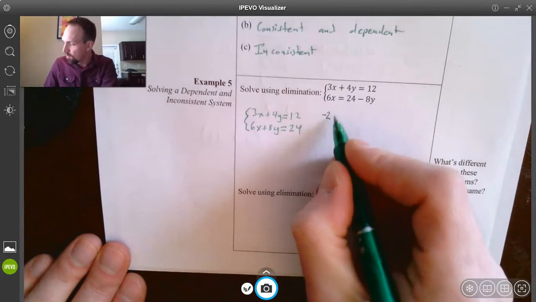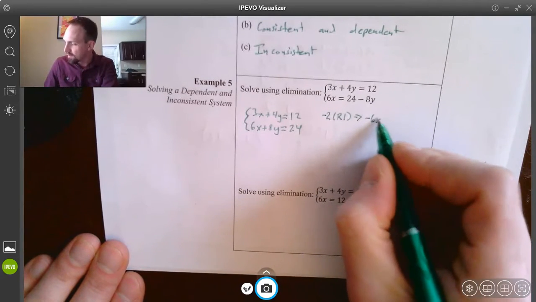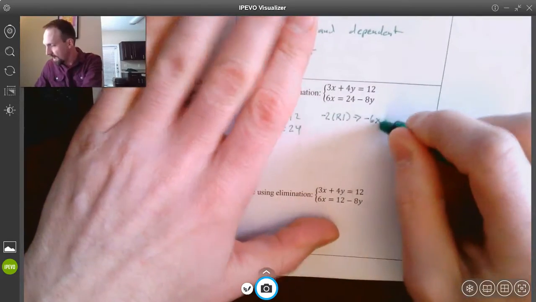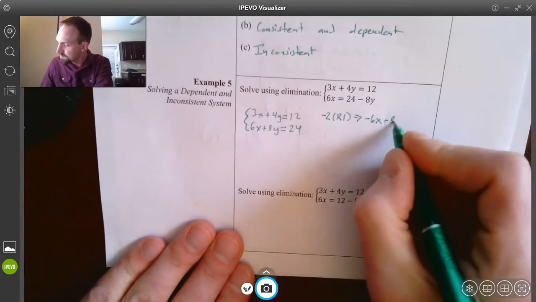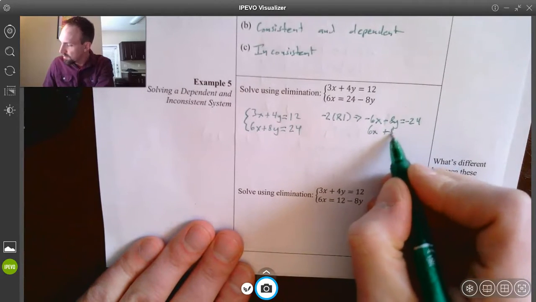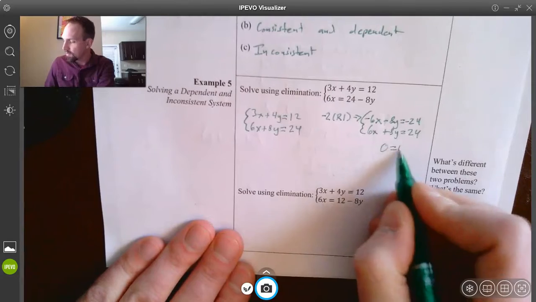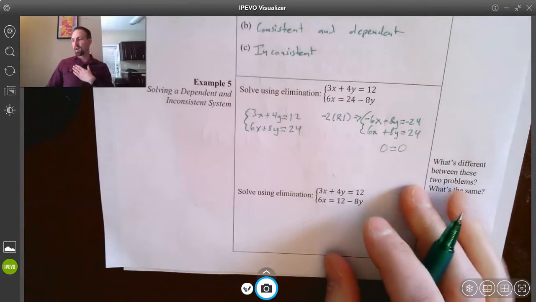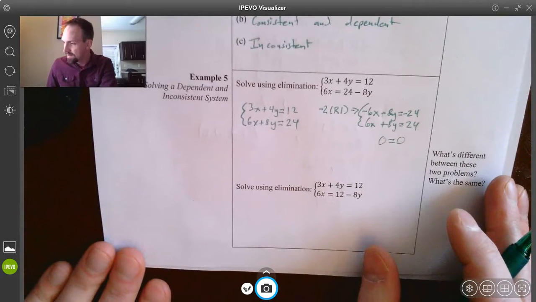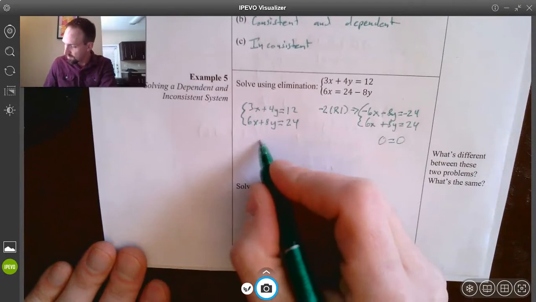So if I take row 1 multiplied by -2, then I have -6x minus 8y equals -24. So now if I combine these, everything cancels and I get 0 equals 0. Talking about that from above, that's going to be a dependent system.